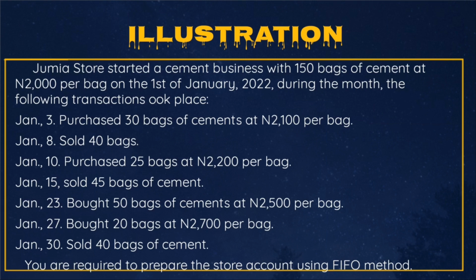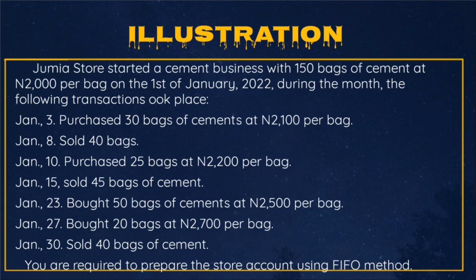On January 23, bought 50 bags of cement at 2,500 naira per bag. On 27 January, he bought 20 bags of cement at 2,700 naira per bag. On the 30th of January, sold 40 bags of cement. At the end of the day, you are required to prepare the stock or inventory valuation using the FIFO method. Now let's get started.